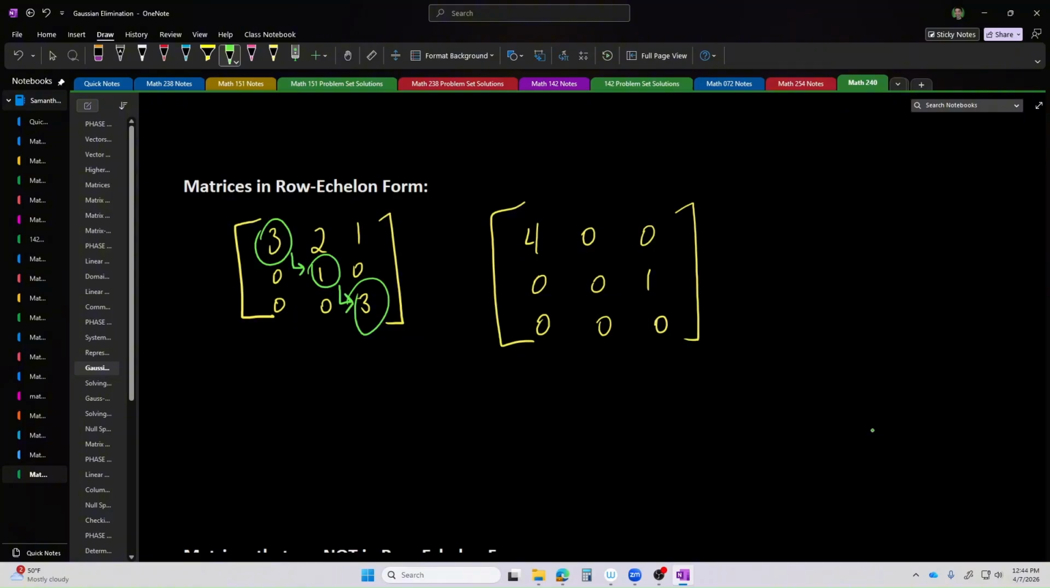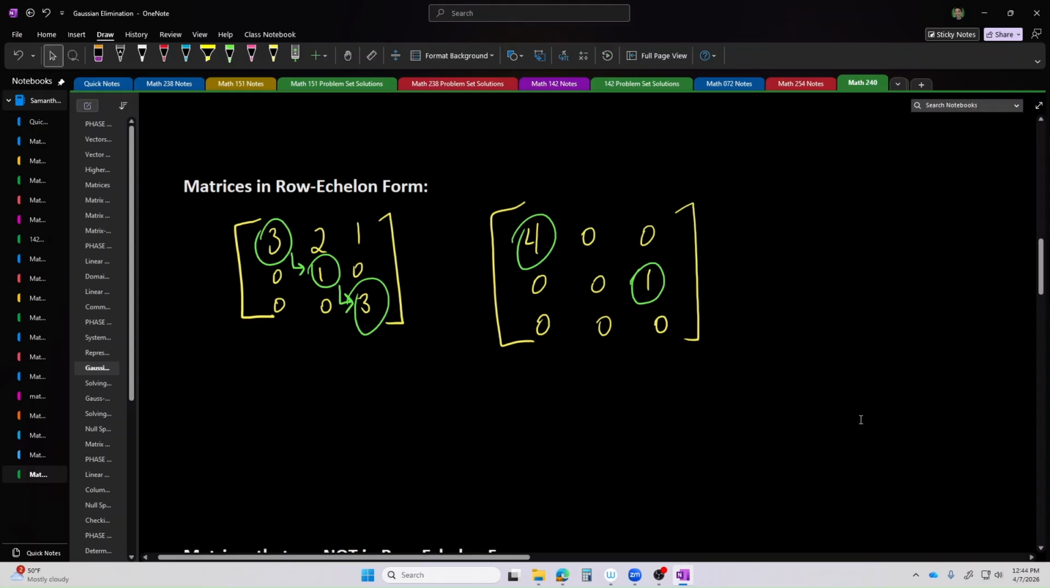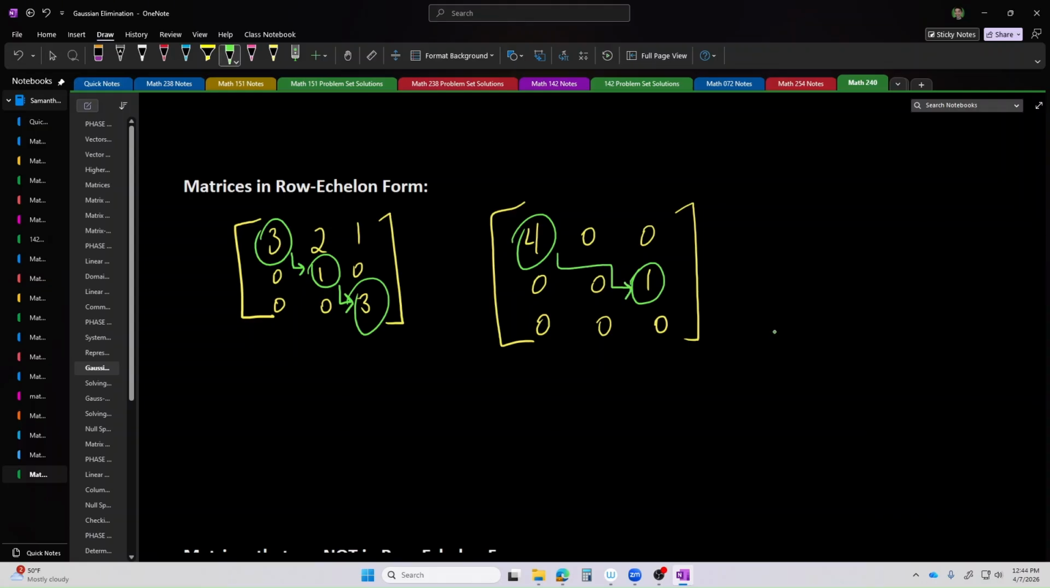We have a pivot here in the top left corner. We have a pivot here in the third entry of the second row, and we can see that that pivot is located to the right of the pivots that are above it. So this would also be in row echelon form.